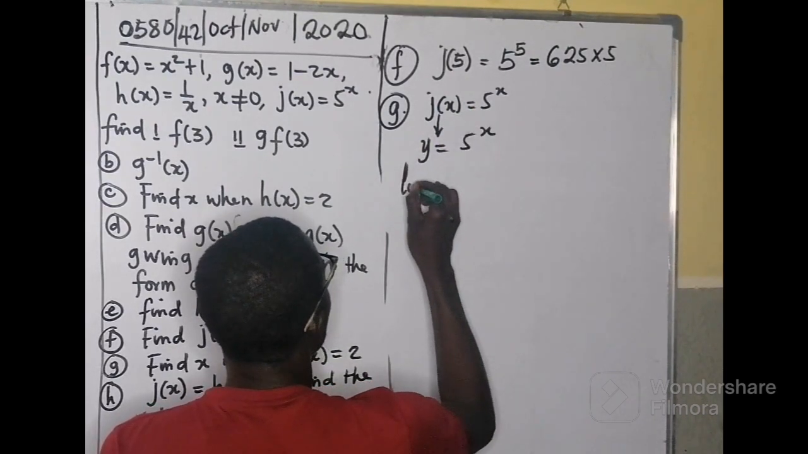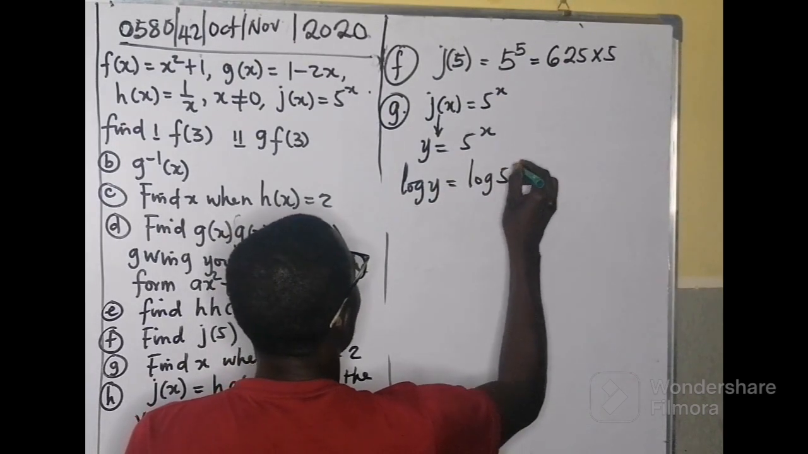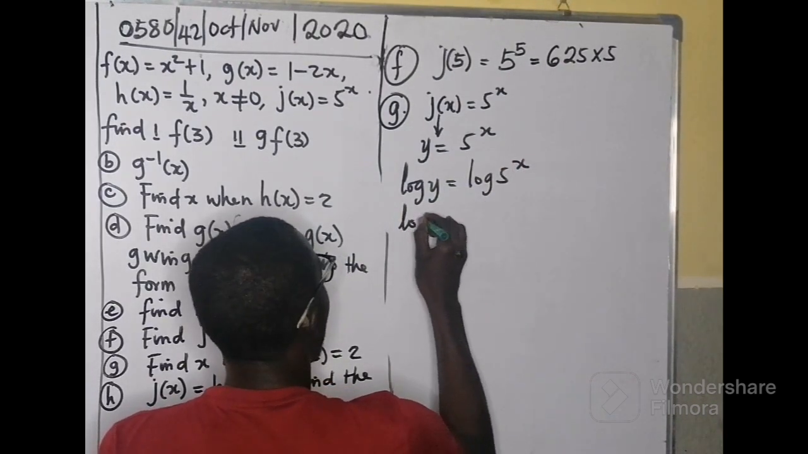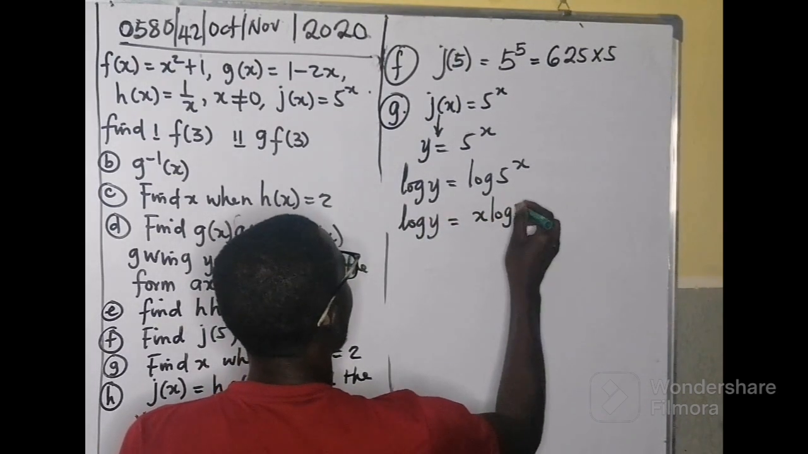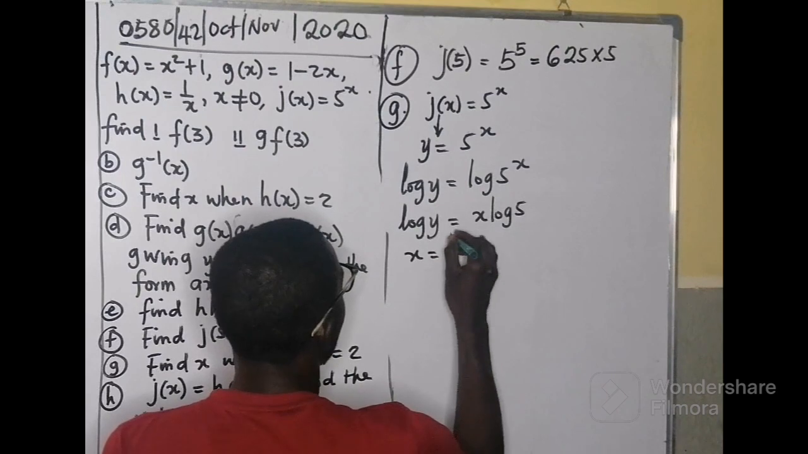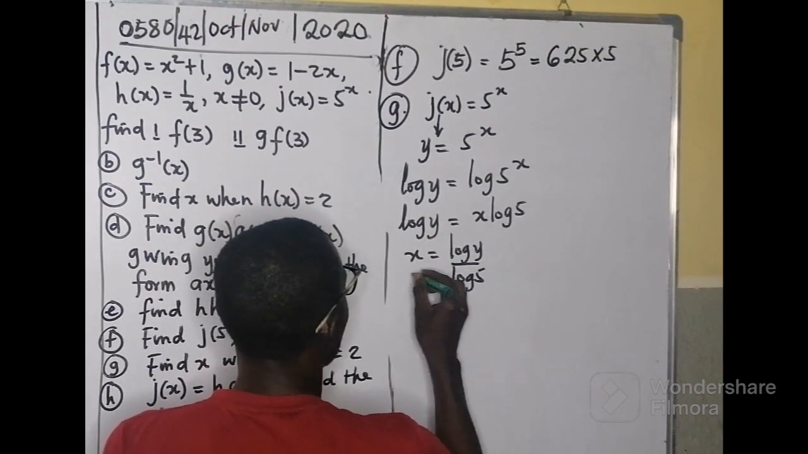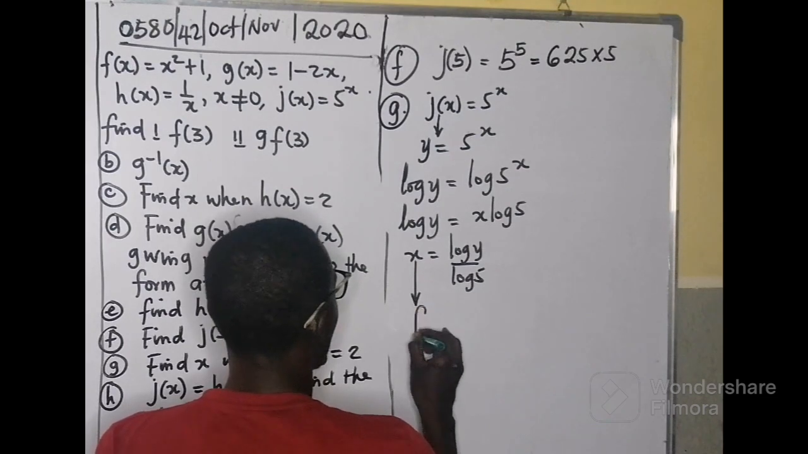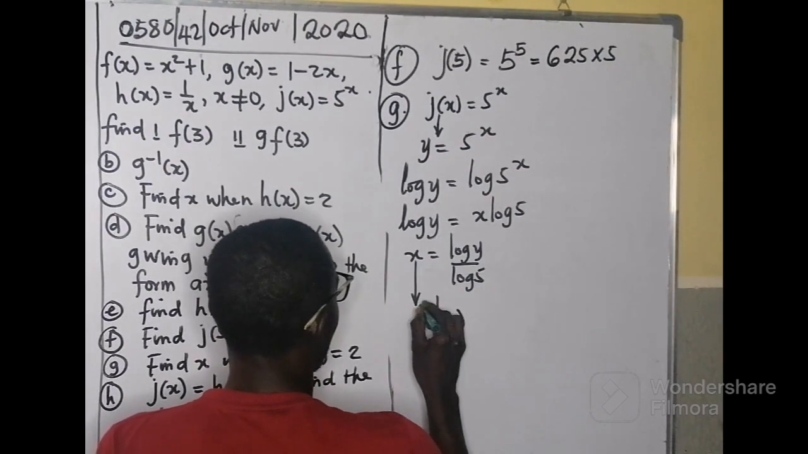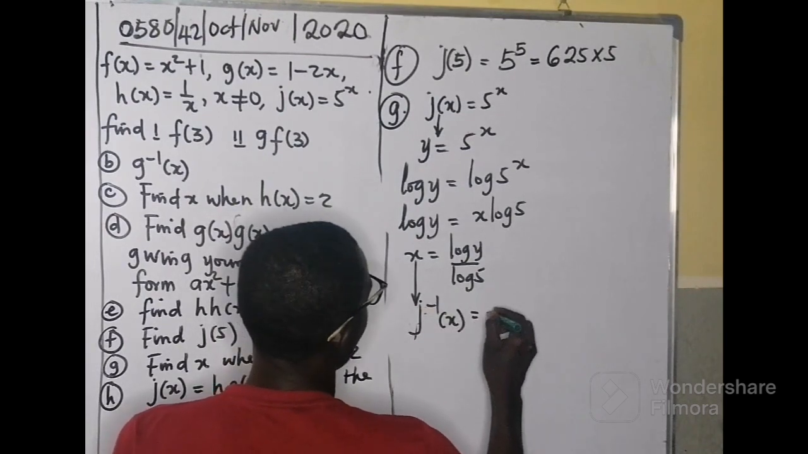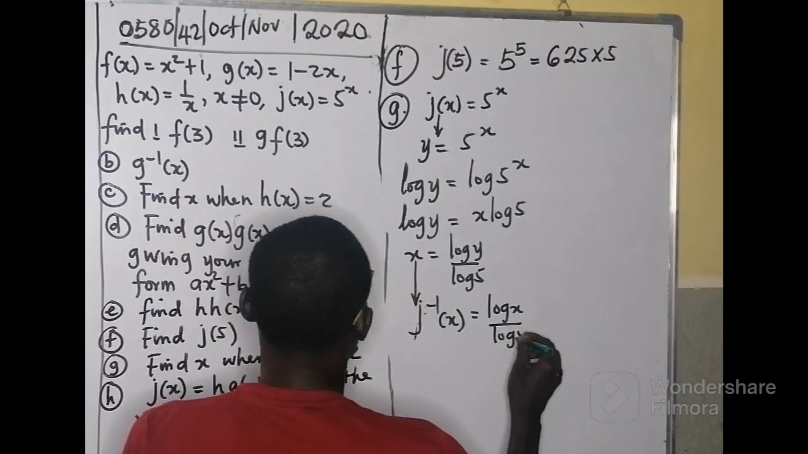So introduce log to both sides. So log y will give you log 5 raised to the power of x, right? So our log y will give you x log 5 from the law of logarithm, so that our x will give you log y over log 5. And I told you that this automatically becomes what? F inverse of x. But since we are dealing with j, that gives you j inverse of x will give you what? Log x over log 5.